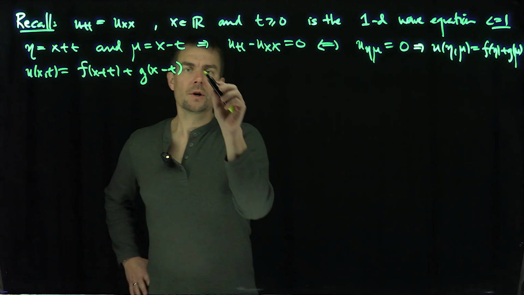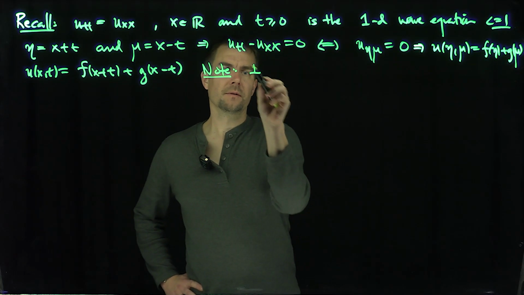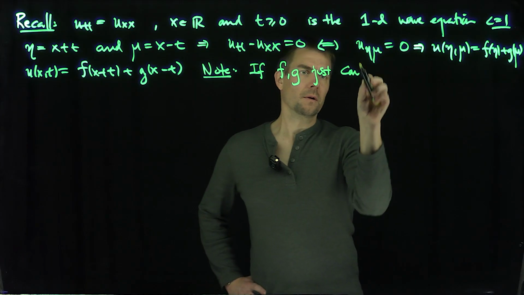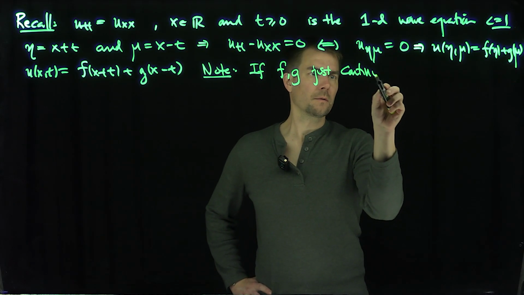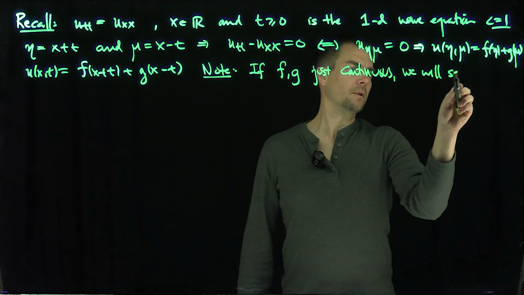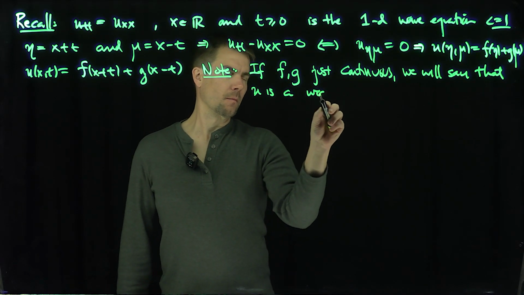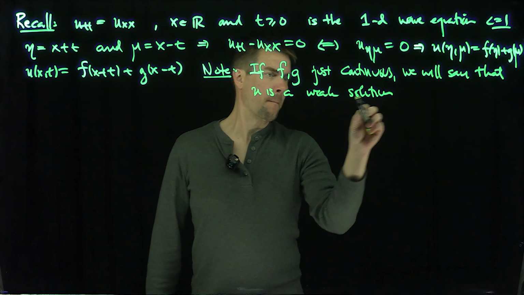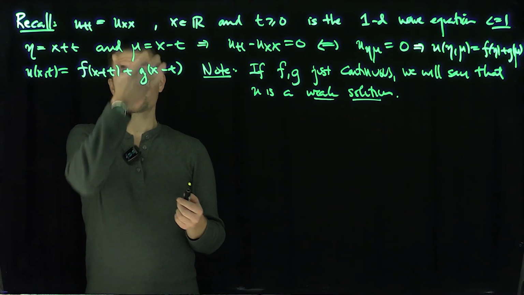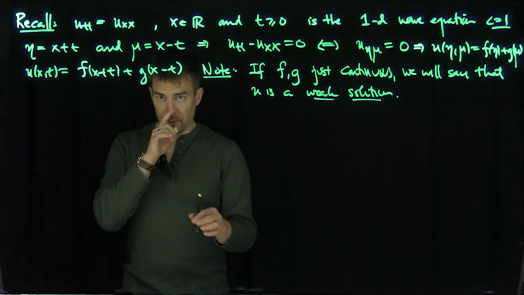Now, of course, one thing we can note: if f and g are just continuous, we say that that's a weak solution. Because if they were just continuous, I wouldn't be able to differentiate them. Nonetheless, this structure still satisfies this condition over here by the characteristics. That's what we really want, right? And we'll think about that in the context of parallelograms in just a second.